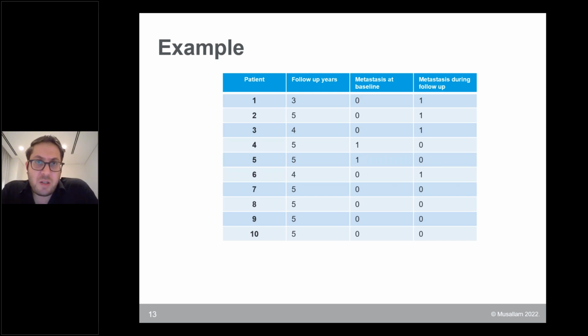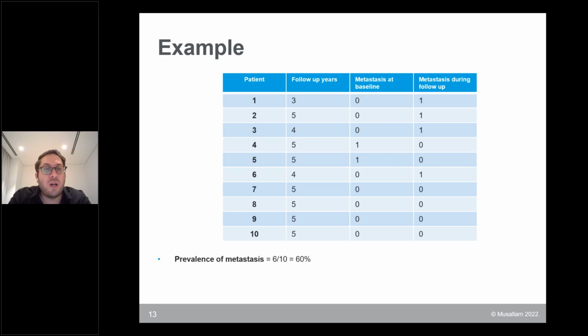And we have two columns here. One is saying, did the patient have metastasis at baseline? So 0 is a no, 1 is a yes. And the second one asks, before we started following the patient, so they came already with metastasis, or if the patient has metastasis during follow-up. And that means that there are new incidents of metastasis that happen during follow-up.